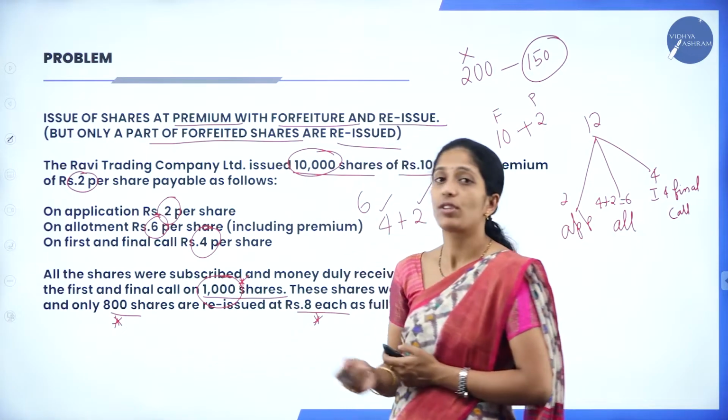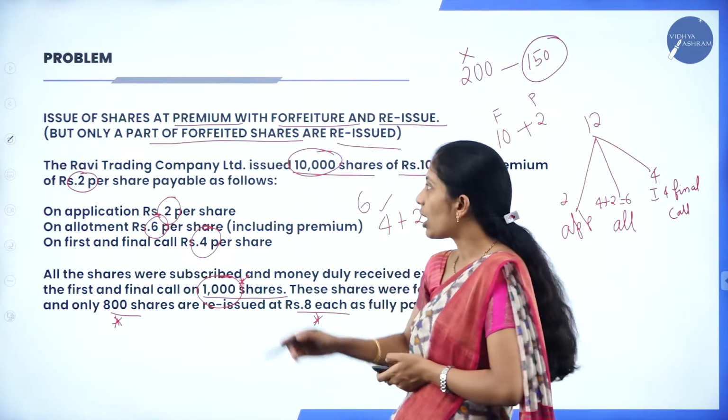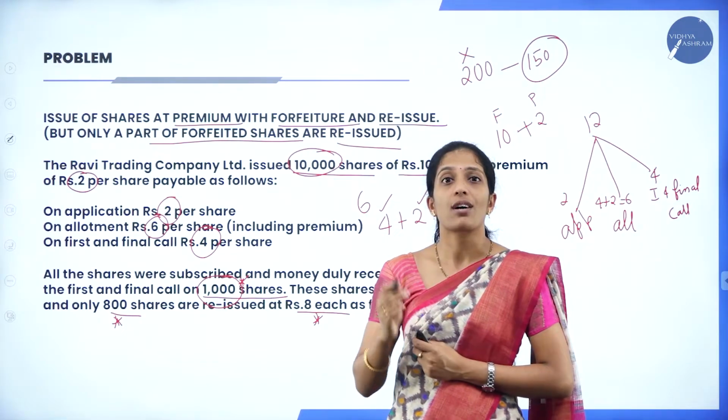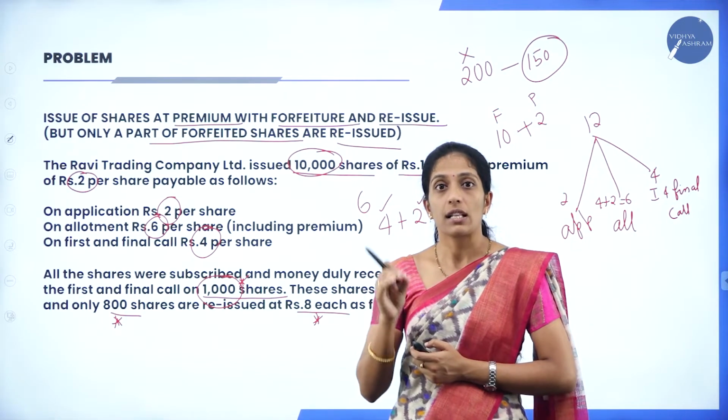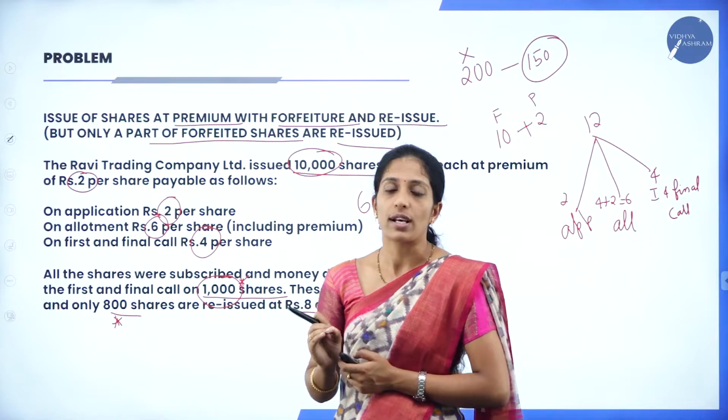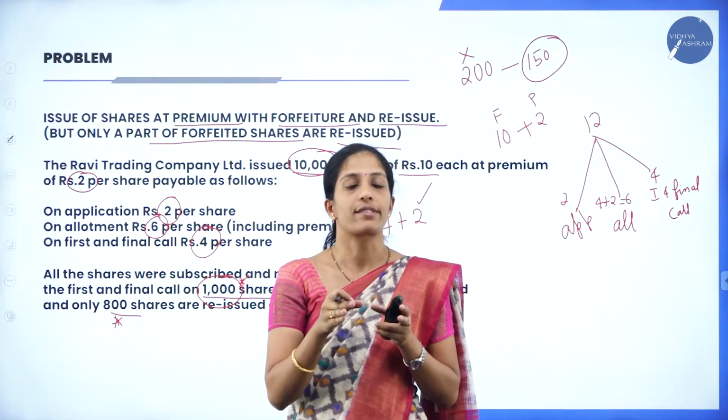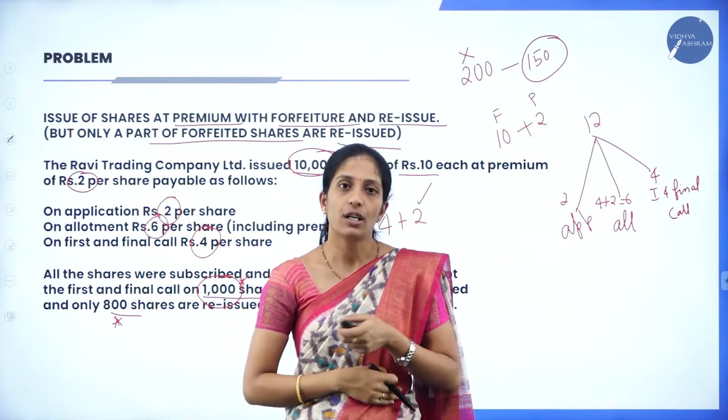1,000 shareholders have not paid the call money. So out of 10,000 shareholders, 1,000 shareholders have not paid. In the sense, 9,000 shareholders. From only 9,000 shareholders, we have received the call money.